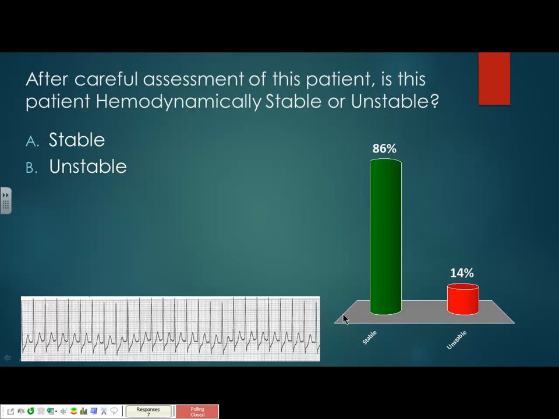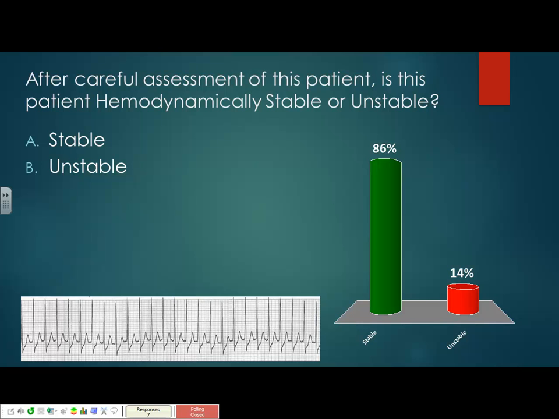Alright, so he's going to be stable. Just because he's got a heart rate of 220 right now doesn't mean that at this point in time he is hemodynamically unstable. What makes him hemodynamically stable? What information did you have? Yeah, his blood pressure was 125/80, right? Mental status good. He's alert and oriented. Alright, so he's definitely going to be stable at this time.